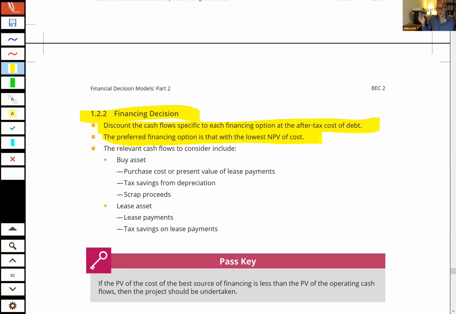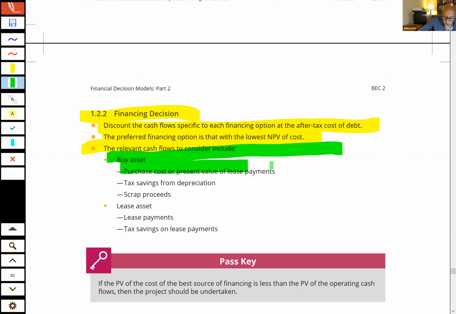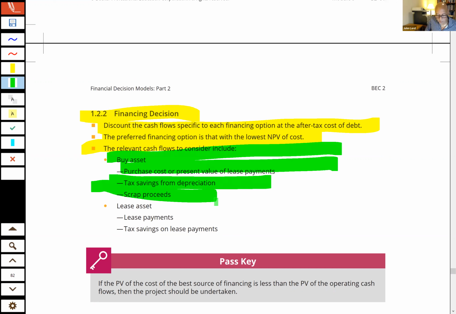Well, look, let's just stick with this idea of going with the project that has the higher net present value, because the cash inflows are going to be the cash inflows. And so we'll subtract the cash outflows versus the two financing options, and we'll pick the option with the higher net present value. Okay. Relevant cash flows, if you're buying the asset, just as we've seen, is the purchase cost for the asset, tax savings from depreciation, and the scrap proceeds. Okay, if we're leasing the asset, then it is going to be the lease payments and the tax savings on those lease payments.